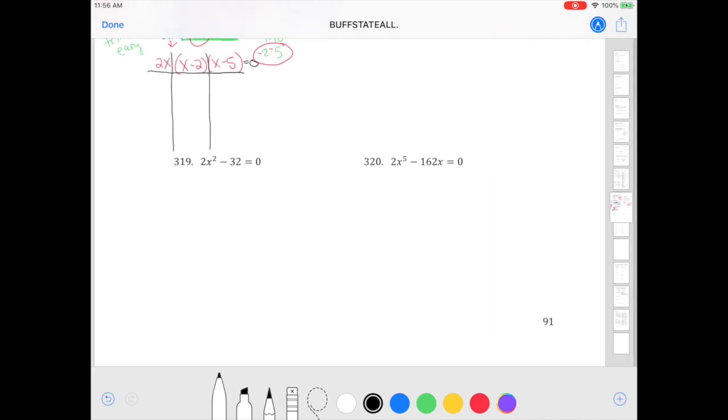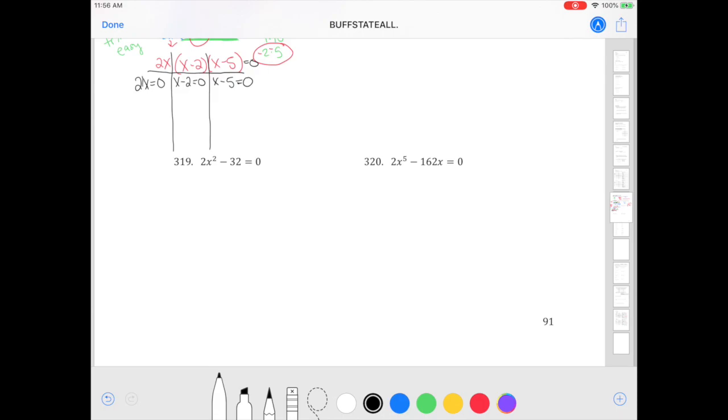Now underneath each part of the t, I'm going to set it equal to 0. So on this far left side, I'm going to have 2x equals 0. In the middle, x minus 2 equals 0. And on the right, x minus 5 equals 0. It just means I have 3 equations to solve now, which also tells me I'm going to end up with 3 answers.